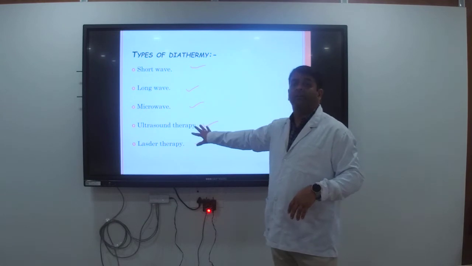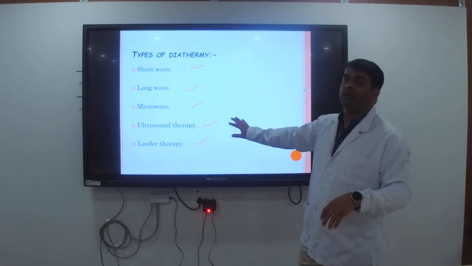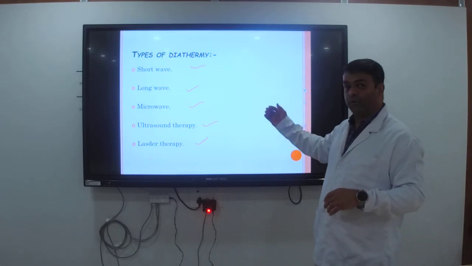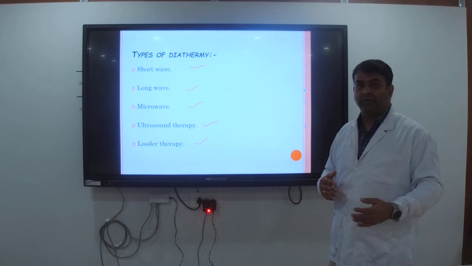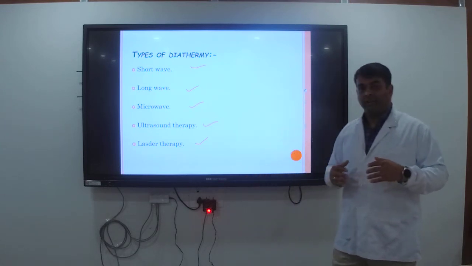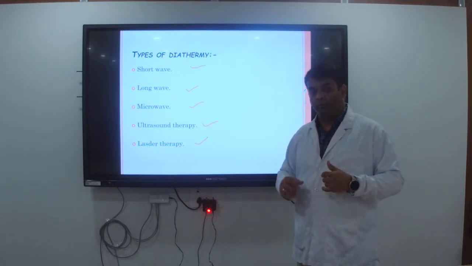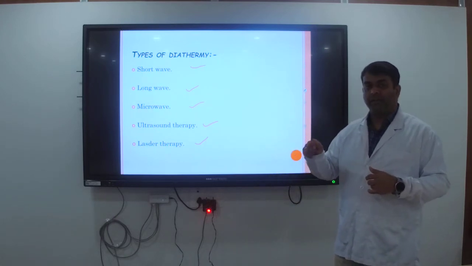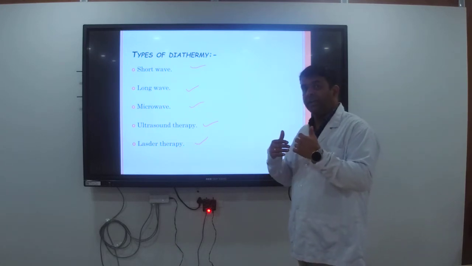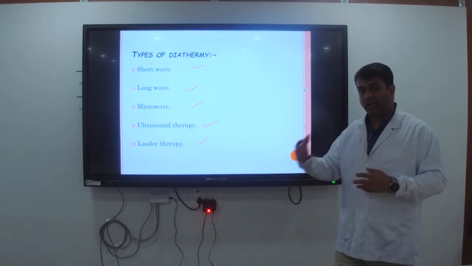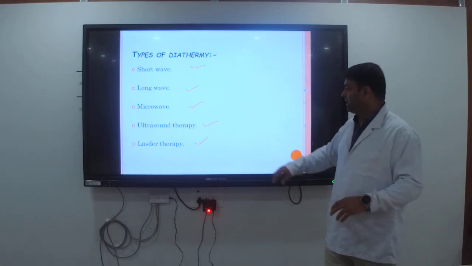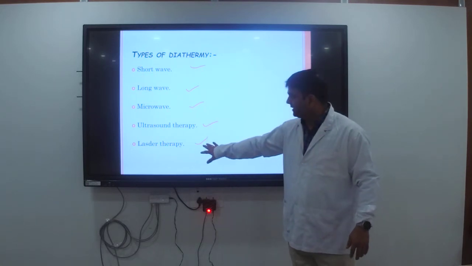Next one is ultrasound. Ultrasound therapy is also a very good modality in physiotherapy, which helps in the treatment of any joint or muscle disorder. In ultrasound you get high frequency inaudible sound waves through a probe, coming out from the probe in an oscillatory manner. So that is ultrasound therapy.